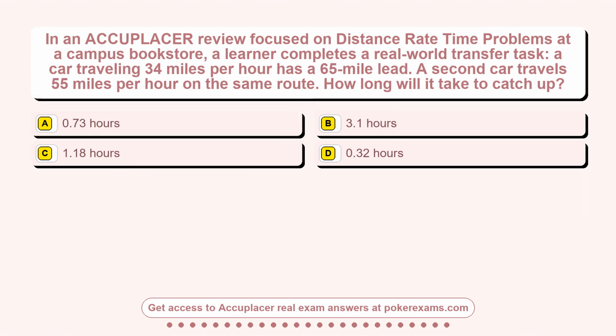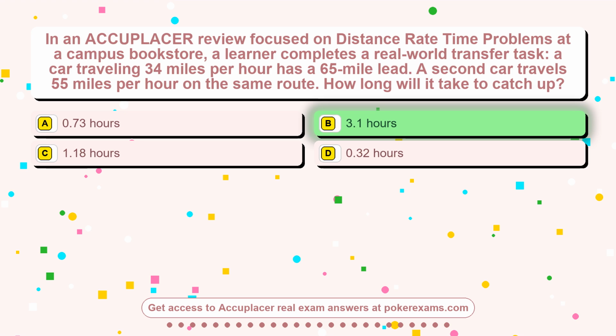Which Supreme Court decision allowed federal courts to hear constitutional challenges to unequal voting districts? Option A. Baker v. Carr. Option B. District of Columbia v. Heller. Option C. Miranda v. Arizona. Option D. Regents of the University of California v. Bakke. The correct answer is option B, 3.1 hours.